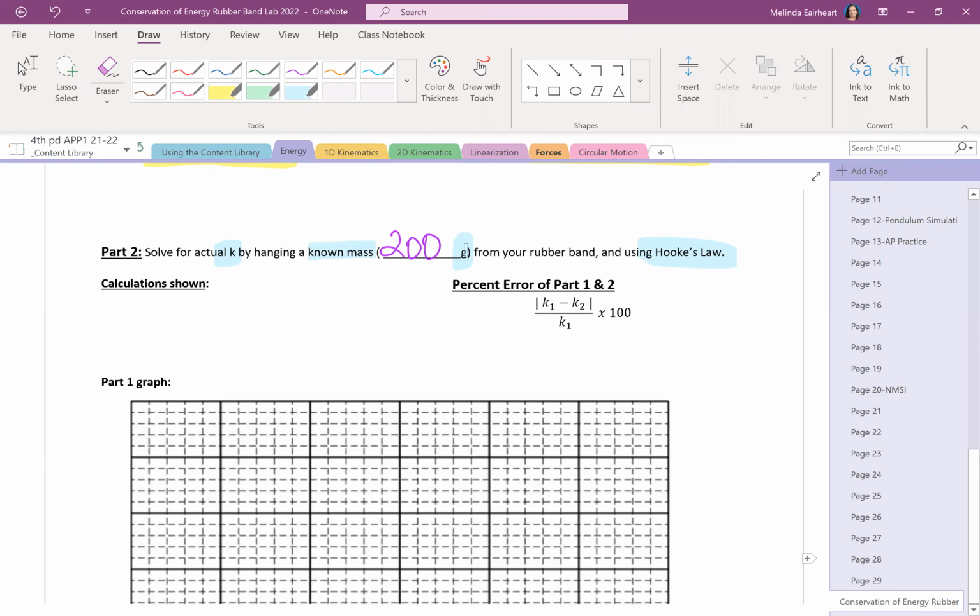We're not graphing part 2, you're just going to use that data, that one trial, to calculate k. Theoretically, those two k's for part 1 and part 2 should be the same. And so you'll calculate percent error for those two k values. Good deal?